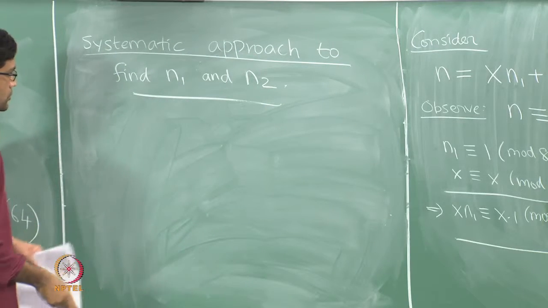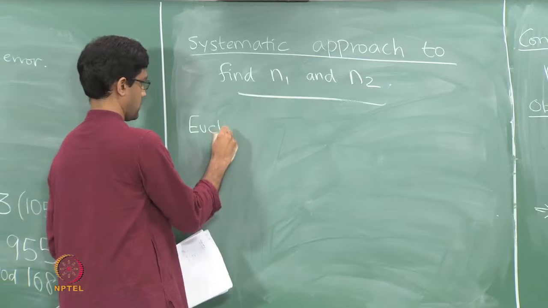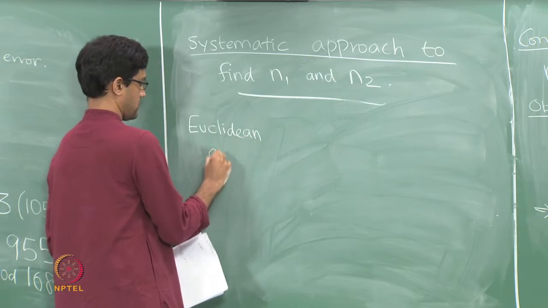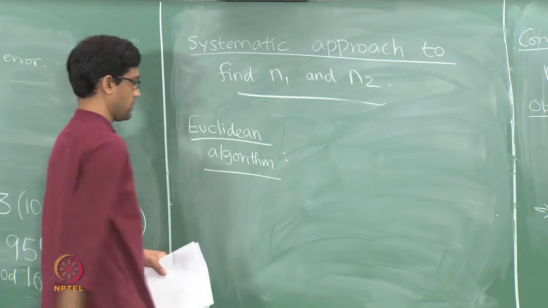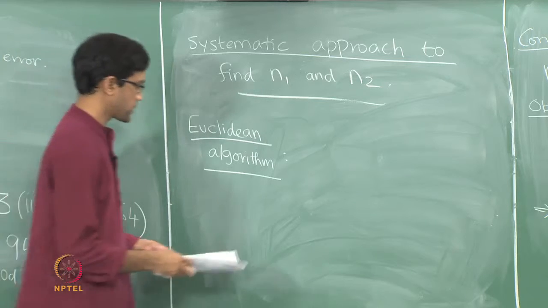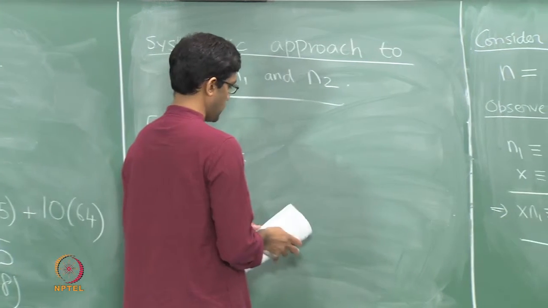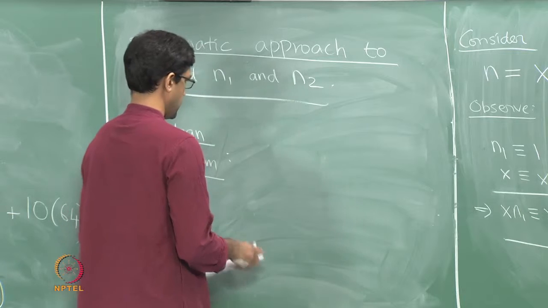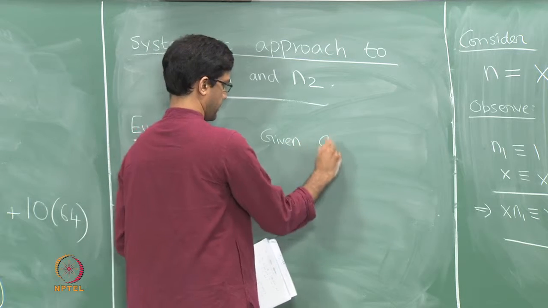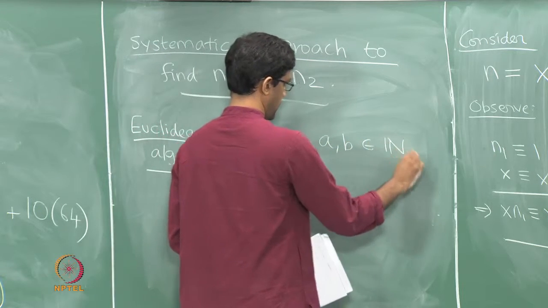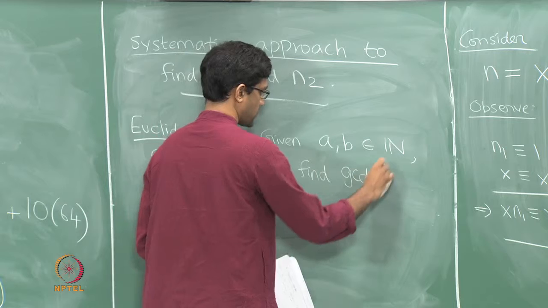In order to do this, let me talk briefly about something called the Euclidean algorithm, which may be familiar to you. What does the Euclidean algorithm do? Let's just do it by example. Given two numbers, it finds their greatest common divisor. So given two natural numbers, if you wish a and b, it's an algorithm which finds the greatest common divisor, the GCD of a and b.